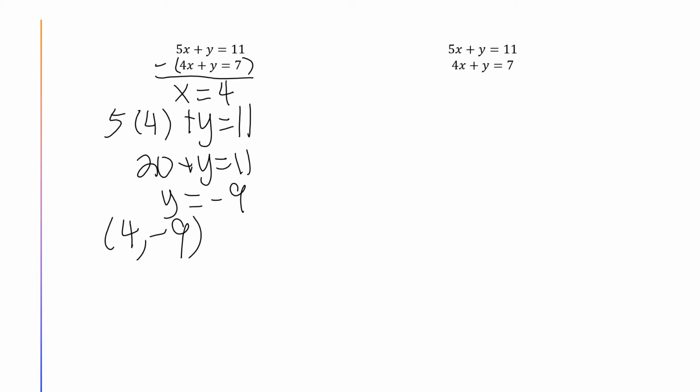But let's say we want to eliminate x and solve for y instead. Notice how 4x and 5x simply can't be eliminated just by subtracting or adding the two equations. So what we need to do is find a common multiple. The least common multiple between 4 and 5 is 20. So we want to try and get 20x. In order to get 20x in the first equation, we would have to multiply by 4.